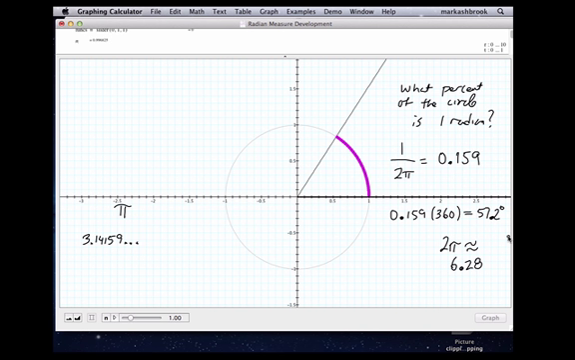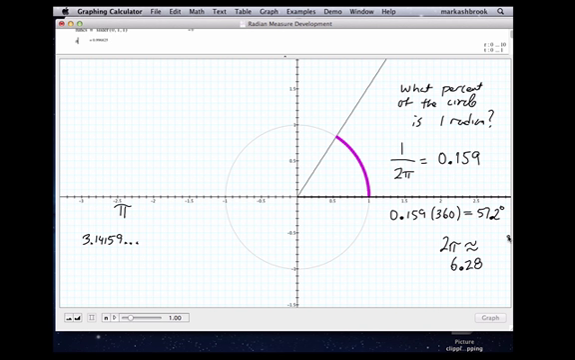Okay, so here's the beauty of thinking of angles as percent of the circle. You never have to memorize a formula. All you have to know is, in any given convention that you're using, what a full circle is. So what's a full circle in radians? 2 pi. What's a full circle in degrees? 360. So that's all you need to know, and then you just need to understand how to calculate percent.